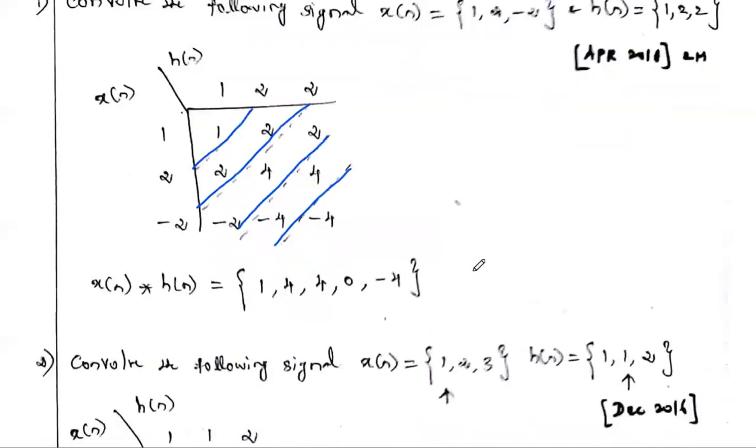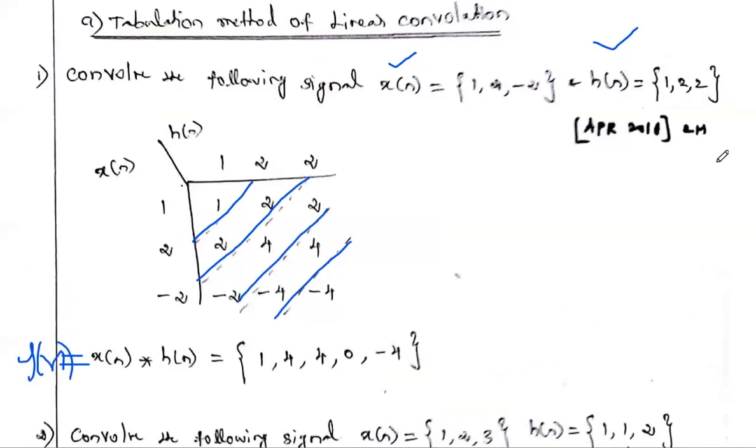So this is the answer for the convolution between the signal x of n with h of n. The convolution process with x of n and h of n is nothing but the output for the particular system, y of n. So y of n is equal to 1, 4, 4, 0, minus 4. This is the answer. It's an April 2018 question. It's a 2-mark question. So in a simple procedure, you just find this.